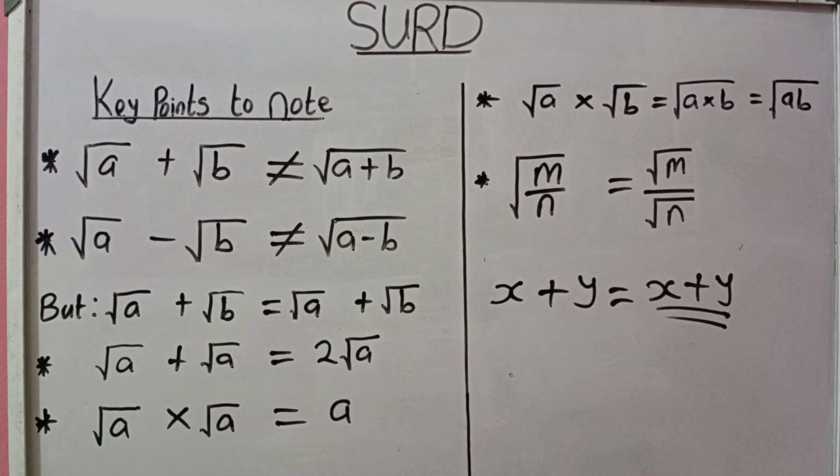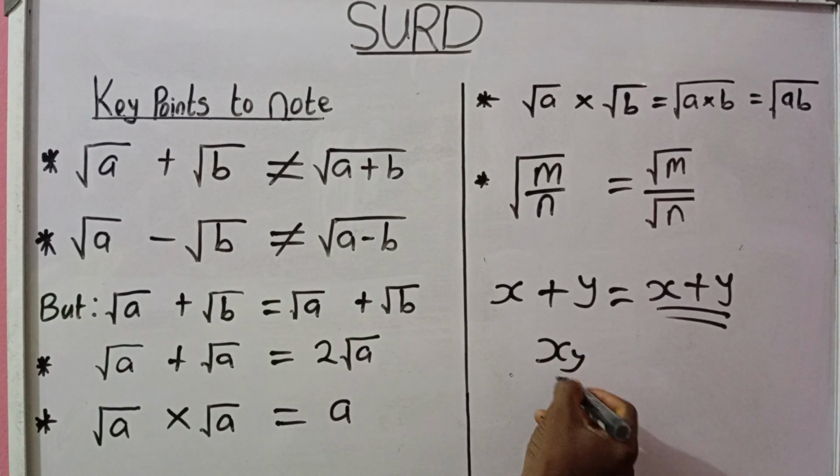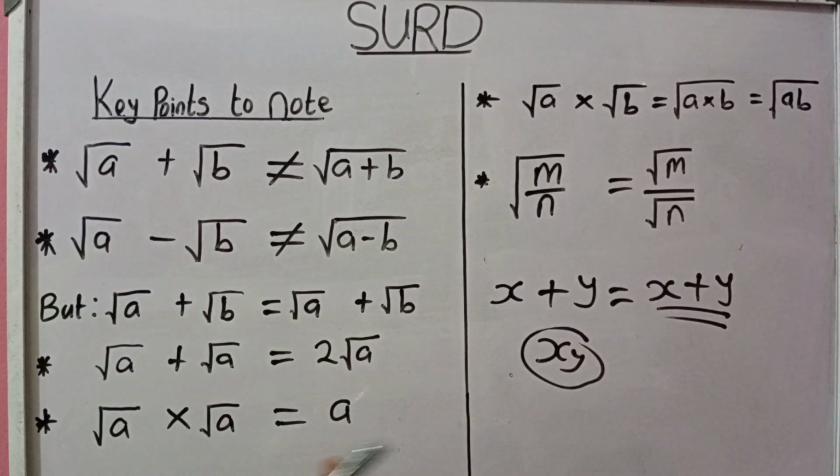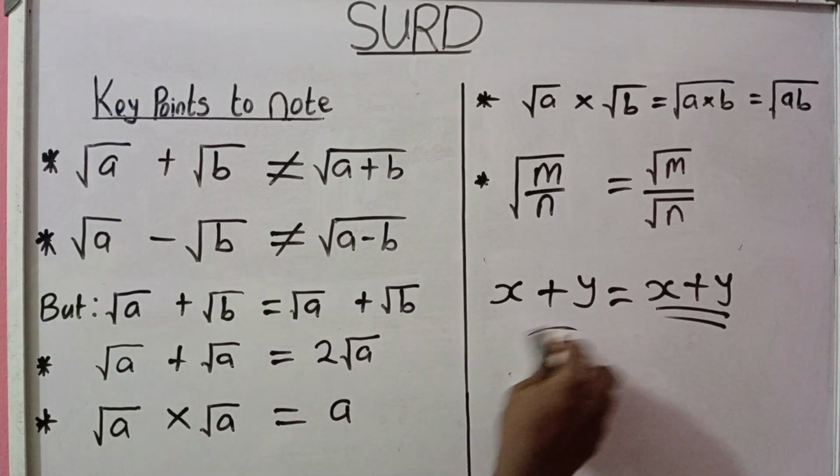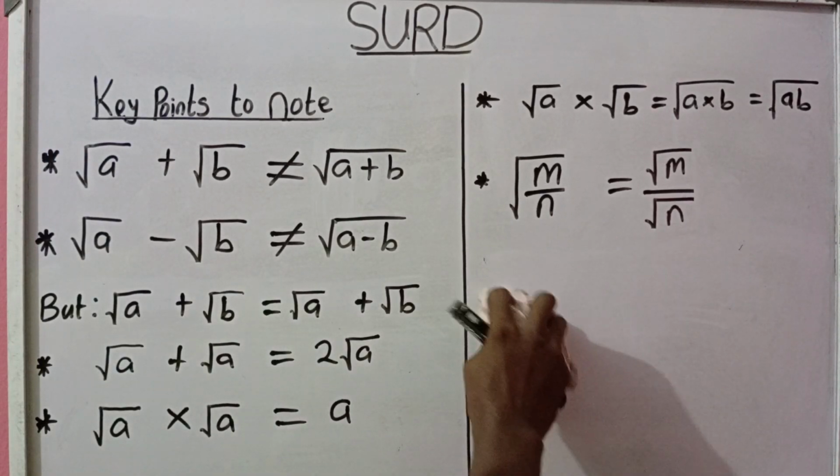The reason why we can't bring them together and say XY is simply because both of them are not like terms. They can only be brought together if they are like terms. The point is quite clear.